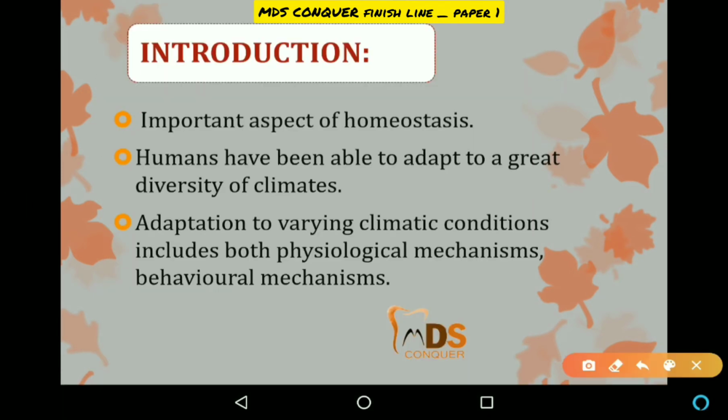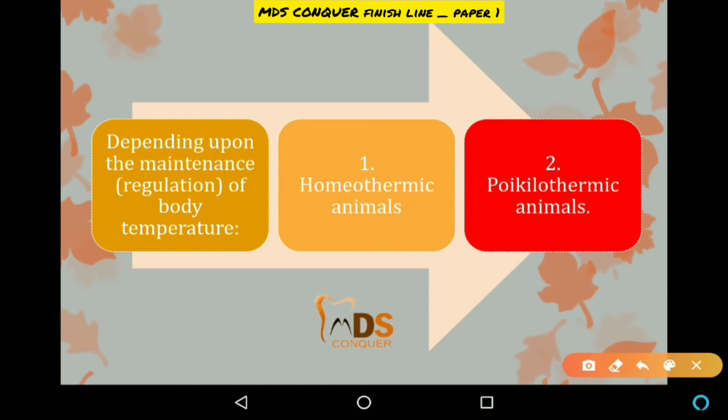As all of us know, temperature is a very important aspect to maintain homeostasis, and humans and everyone will have an adaptation for varying climatic conditions. So this is the classification of temperature by animals. Based on the temperature, animals may be homeothermic or poikilothermic animals.